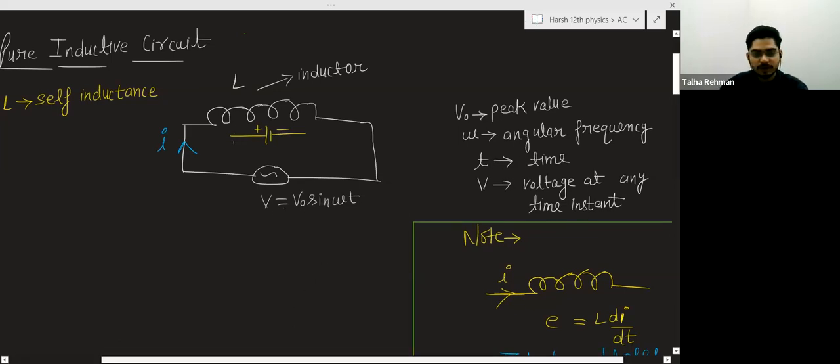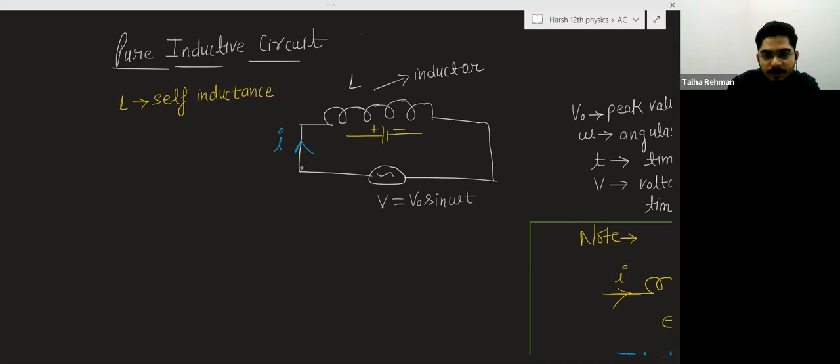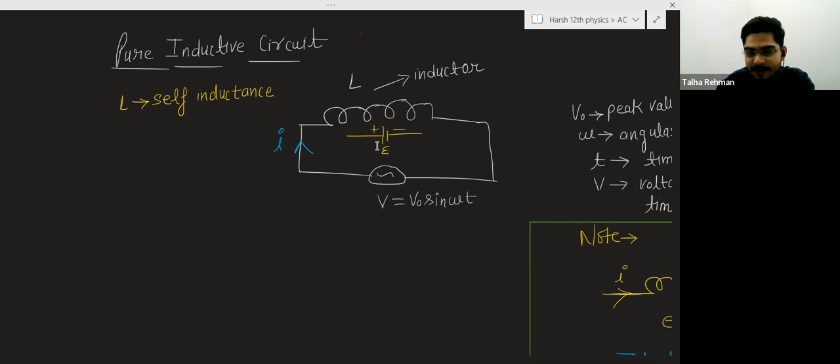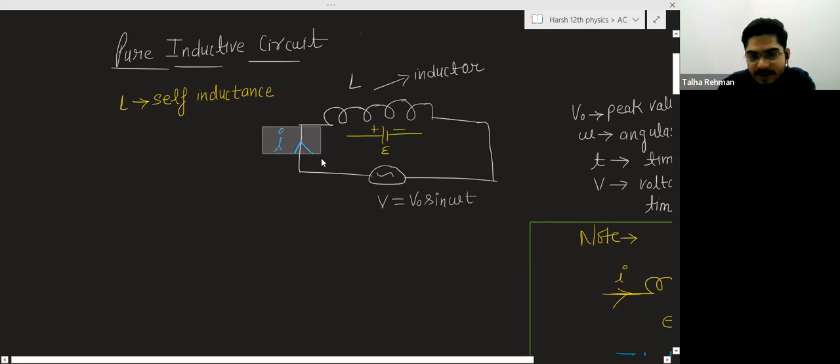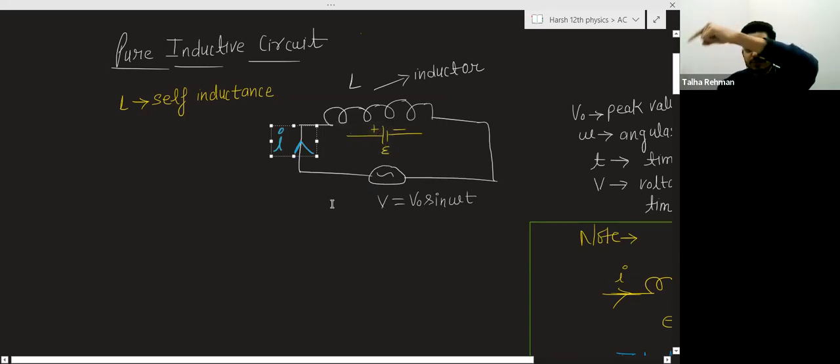We know this already. Now, suppose e is the EMF induced by the inductor. And why is the inductor inducing an EMF? Because the current is changing. And this current is an alternating current, and alternating current always changes in magnitude and direction. You have seen. So this is e.